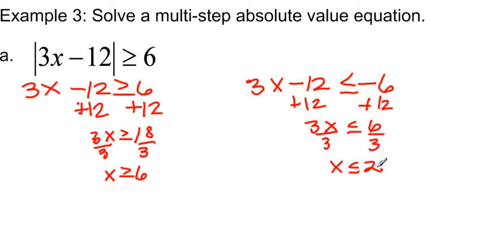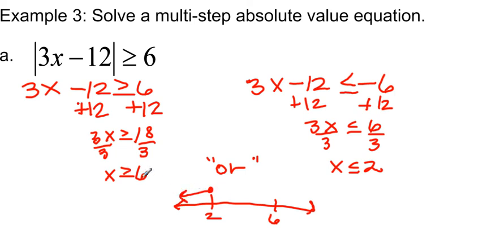Okay, now remember that we expected this to be a union of two graphs, so it's one or the other. We're using the word or here, one or the other. So when you draw your graph, we've got 2 and 6 as the critical values here. x is less than or equal to 2. I can use a closed dot there, shade to the left. And x is greater than or equal to 6. So I'm going to use a closed dot and shade to the right.